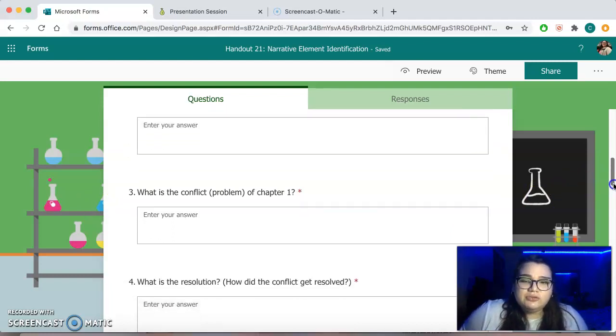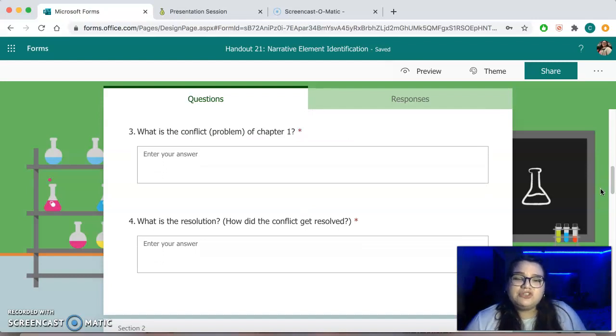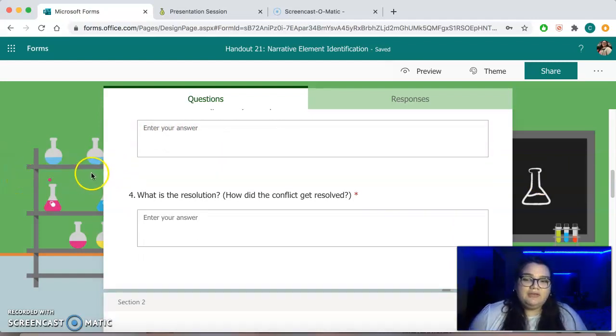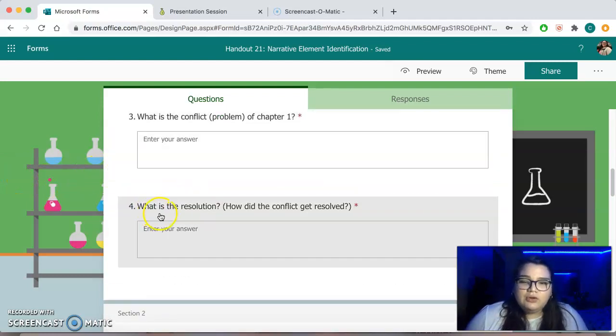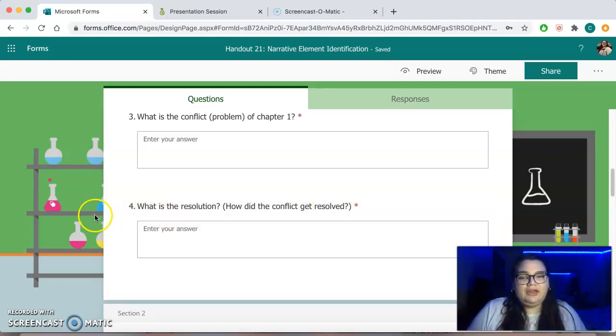Then we have question number 3. What is the conflict or problem of chapter 1, right? There was quite a problem there, so you should be able to tell me what problem Beetle was facing. And then we have question number 4. What is the resolution? So resolution is, how did the problem get resolved, right? So tell me, how did the conflict get resolved? You can tell me the resolution was blah, blah, blah, or they solved the conflict in this way, blah, blah, blah, right?